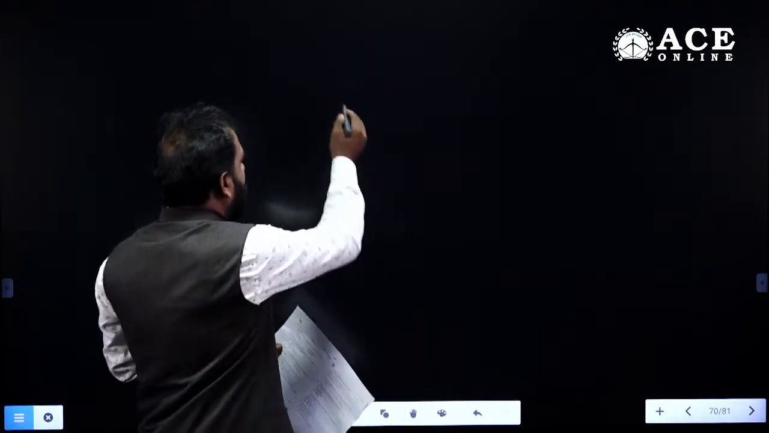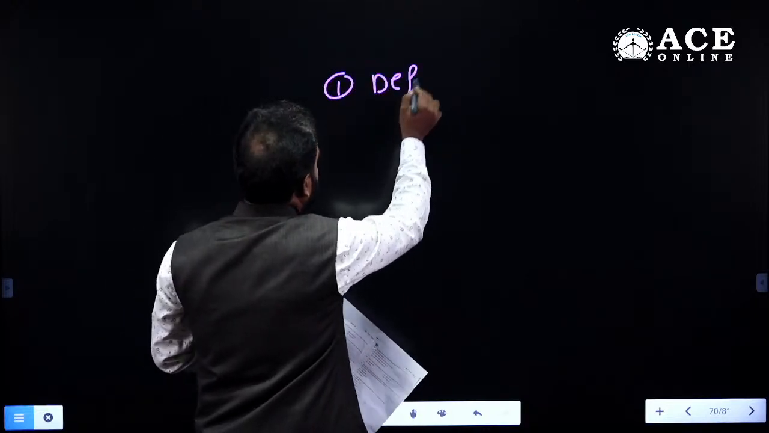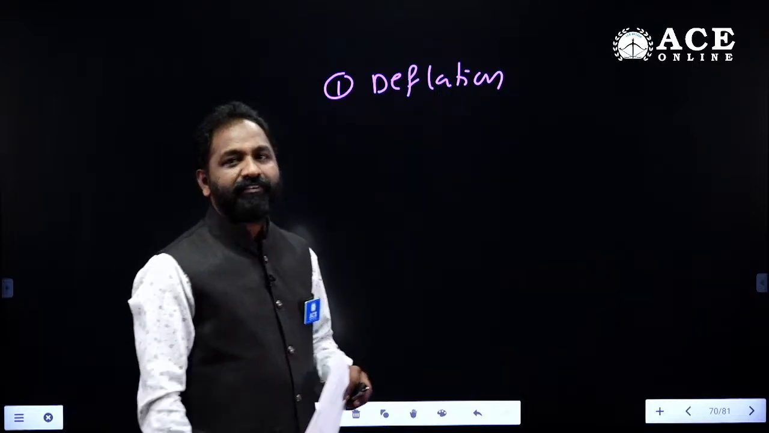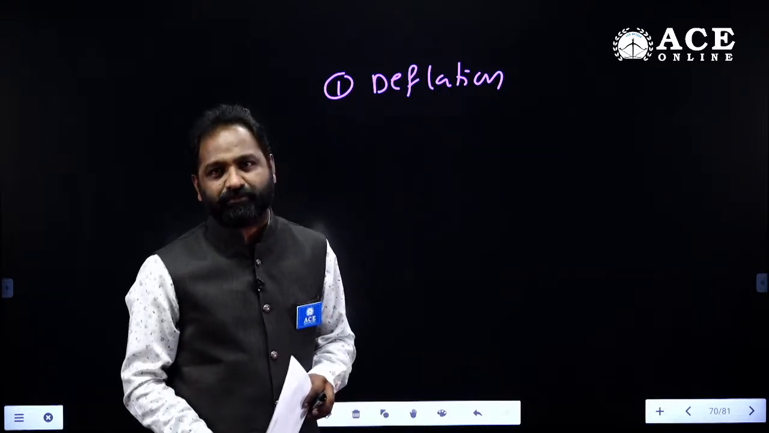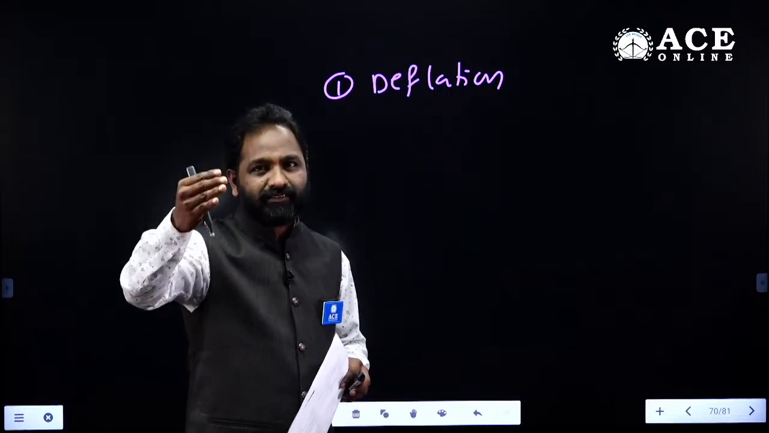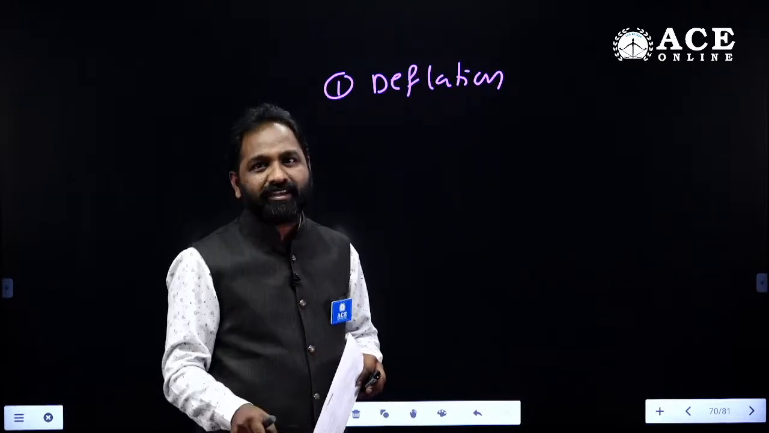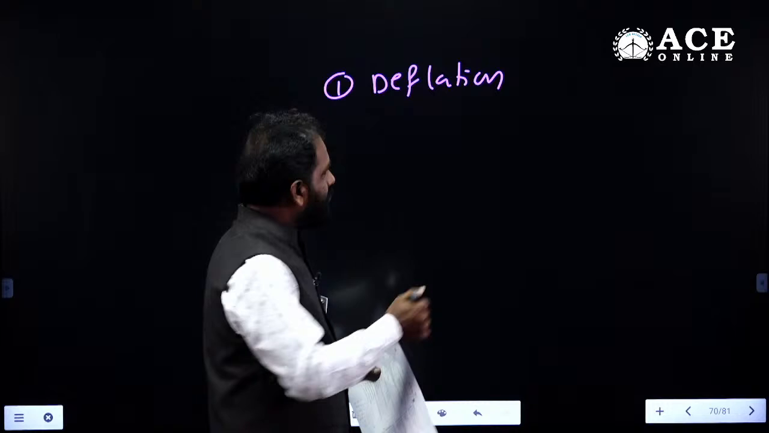This is a question asked about the currency. The first option is deflation. So what is actually deflation? Deflation is a term which is related to inflation. When the prices are rising gradually, we call it inflation. When the prices are falling, it is called deflation. So obviously the option is wrong.